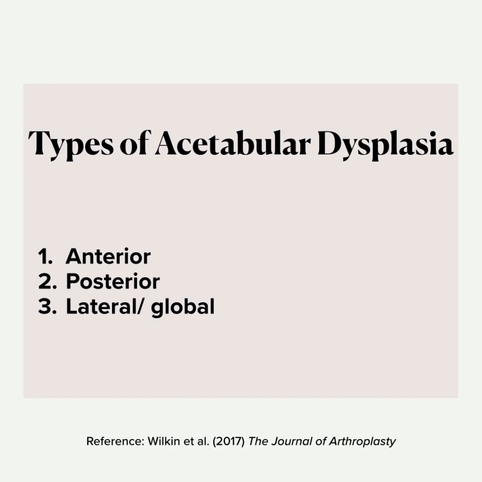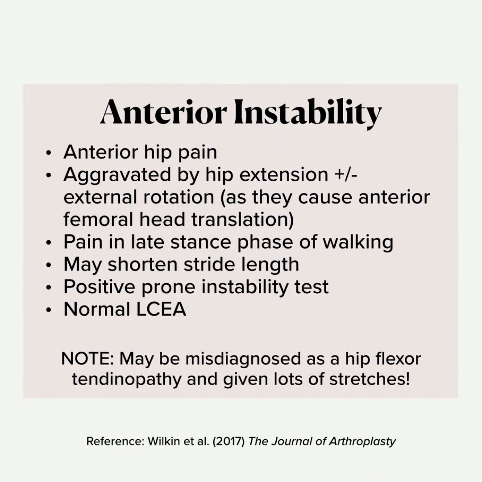Wilkins et al. described these in detail, as I've said, but the three main types they talk about in terms of acetabular dysplasia are anterior, posterior, and lateral or global dysplasia. Let's have a look into what the details are for each of these and how they might present. With anterior instability, we're going to expect people to present with anterior hip pain, which is often aggravated by hip extension, particularly if we add in external rotation, and any movements that are going to cause an anterior femoral head translation, because there's a lack of acetabular coverage anteriorly, which allows there to be more movement and instability.